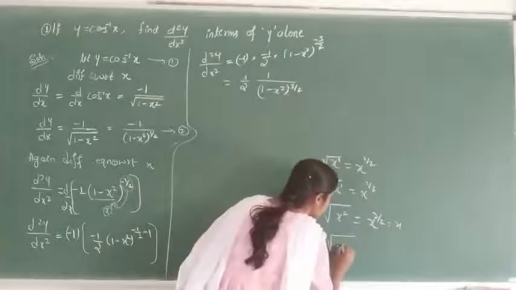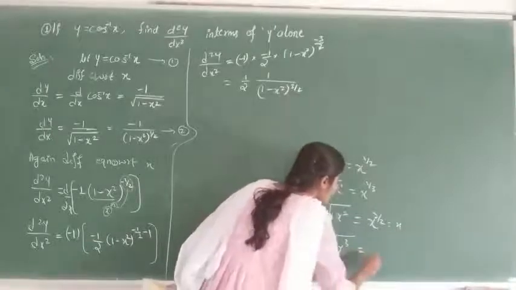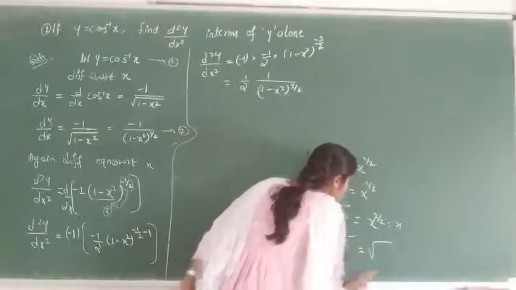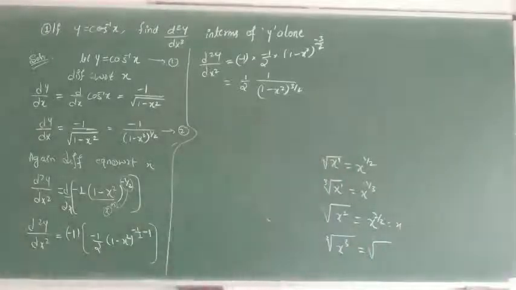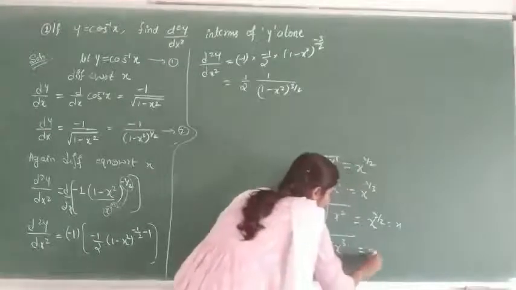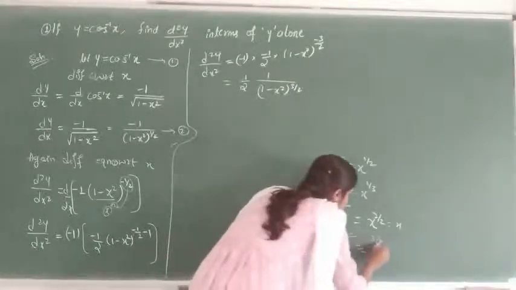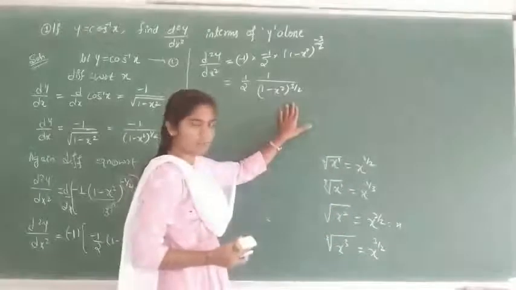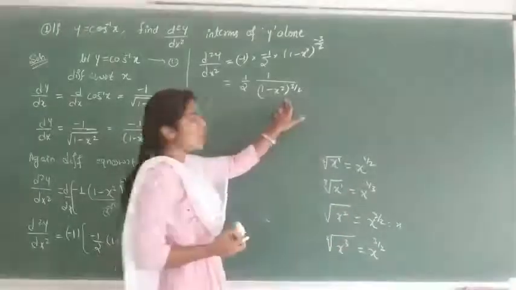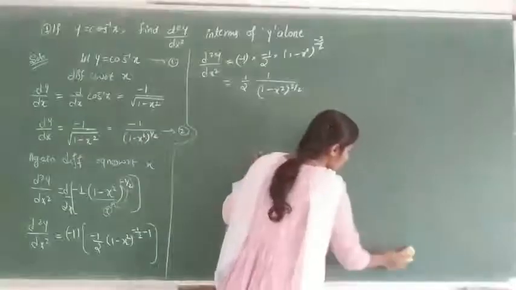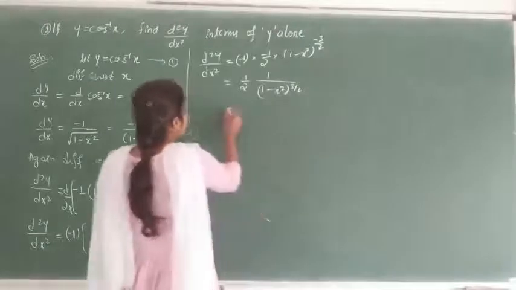If you have a square root of x cube, how will you write it? That is x to the power 3 by 2. That's how we write this one. In place of x, I have 1 minus x square. So very simple. If you know basic mathematics, this will be easy.